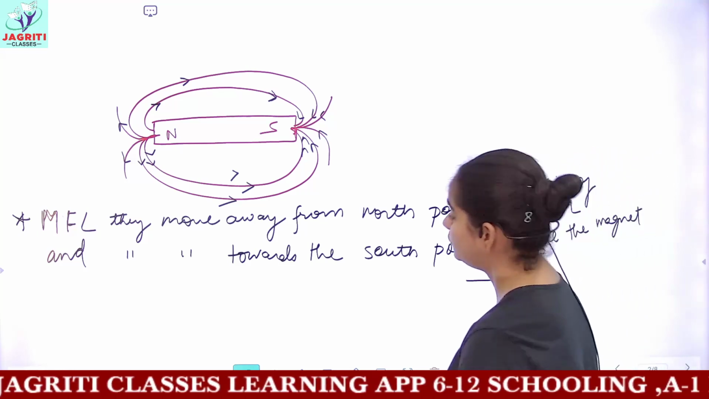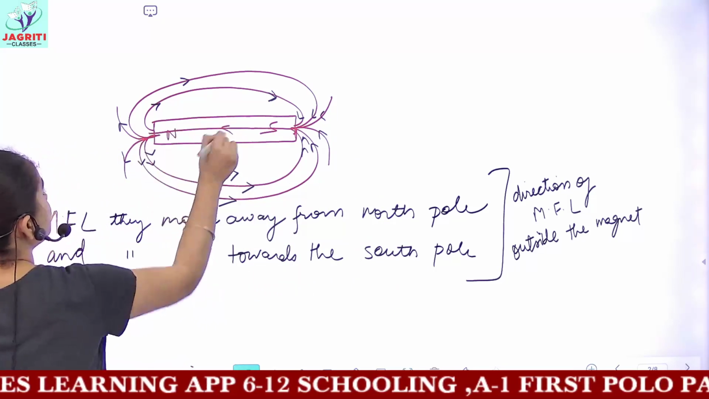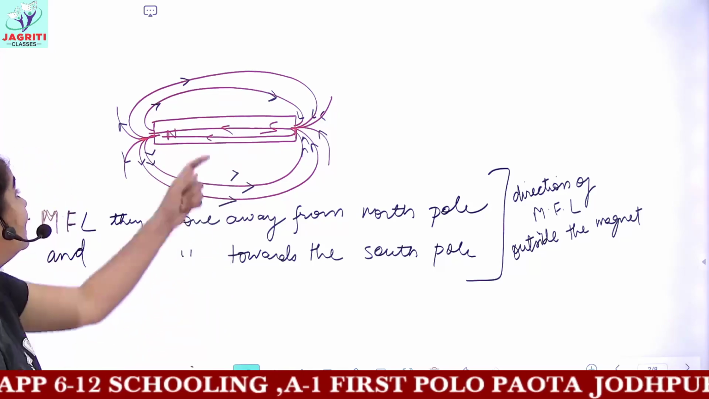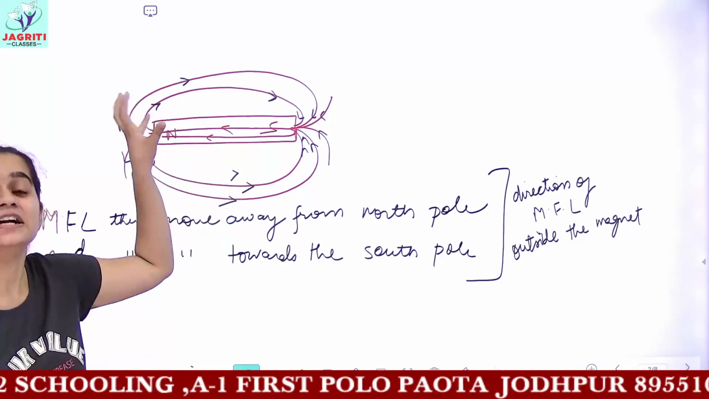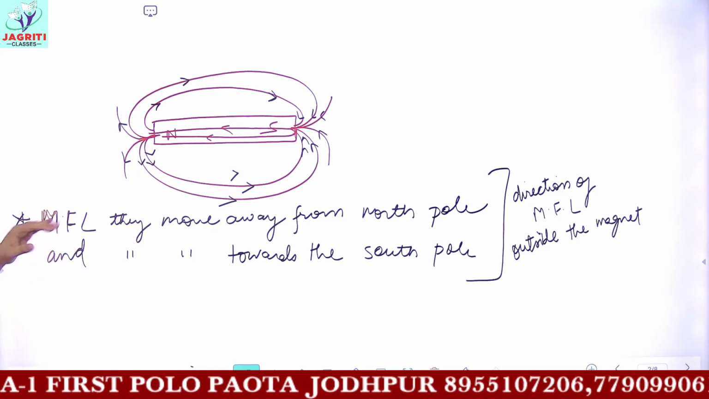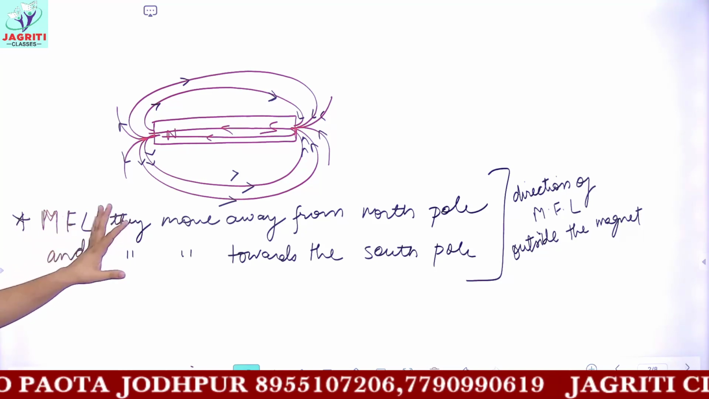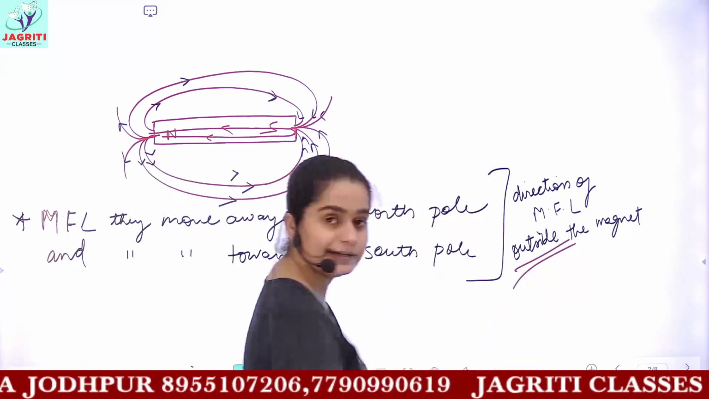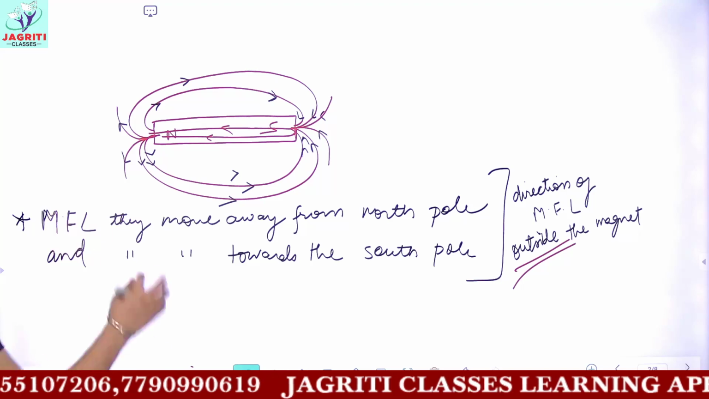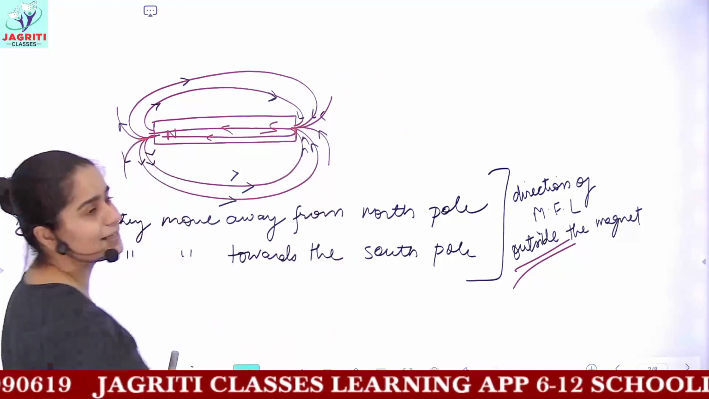And if I talk about the direction of magnetic field lines inside the magnet, then these are from the south to the North Pole. This is the direction of magnetic field lines inside the magnet, and hence we say they make a continuous closed loop. So you can remember this also. This is again a very important conclusion which will help us in the next topics. Whenever we talk about the direction outside the magnet, they move away from the North Pole and towards the South Pole.